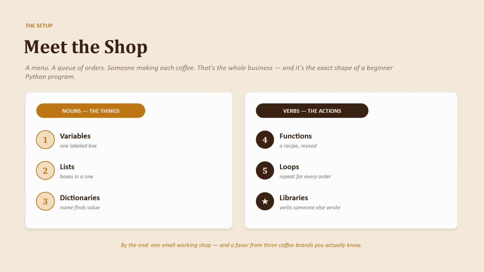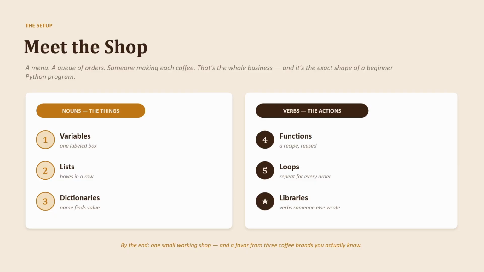So if I have to make a coffee, from the order I make that coffee, and continuously it keeps on repeating. And there are libraries. These are the verbs someone else has written. Don't worry, by the end of this we'll see one small working shop and a flavor from coffee brands you actually know, also from the libraries, how we are using Barista and Cafe Coffee Day.